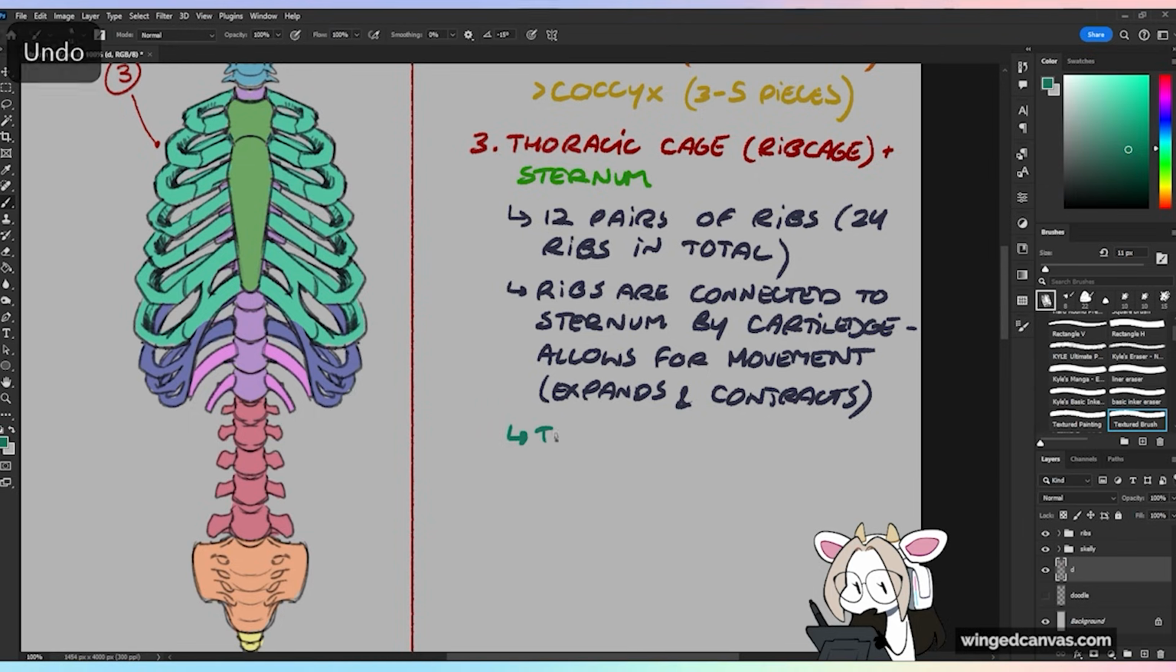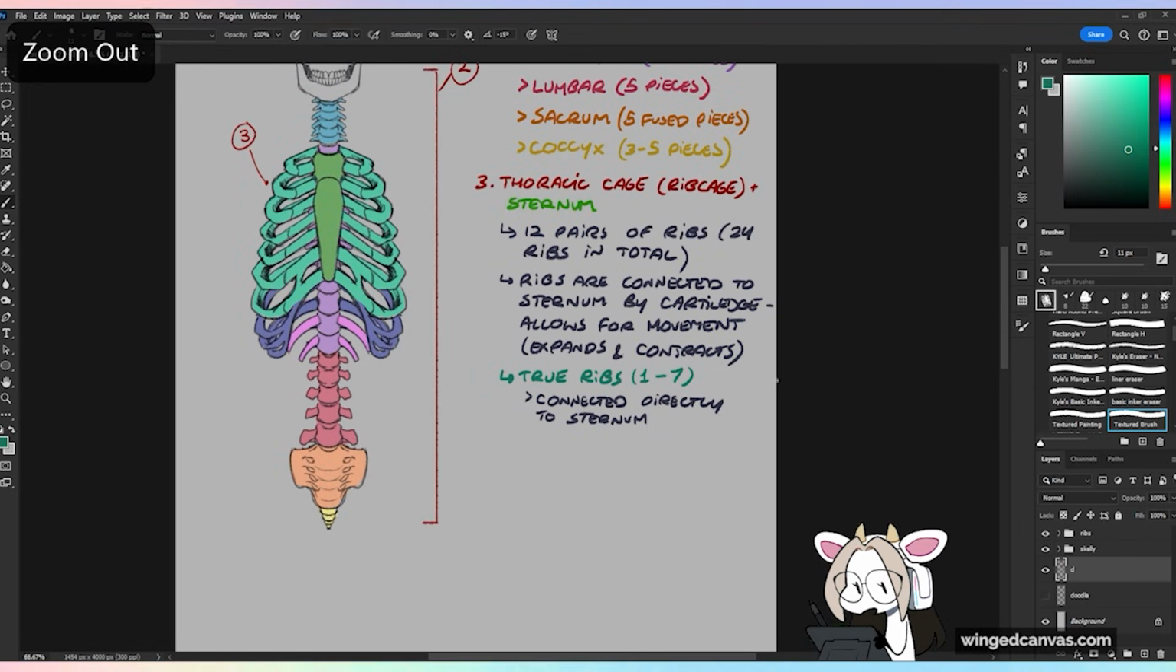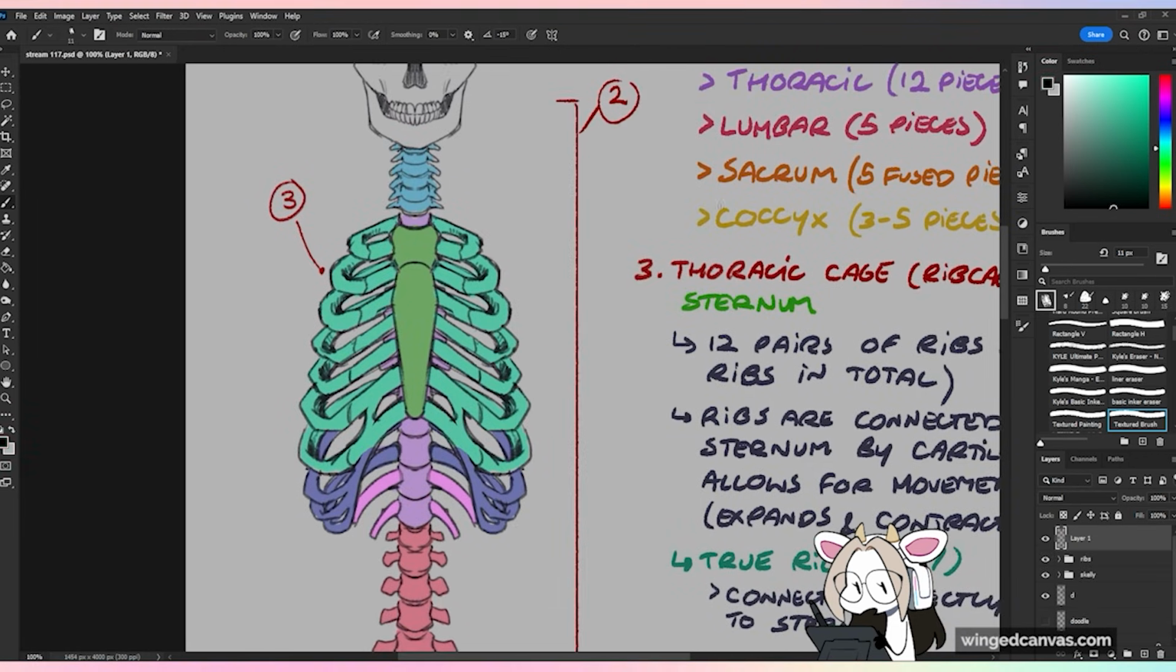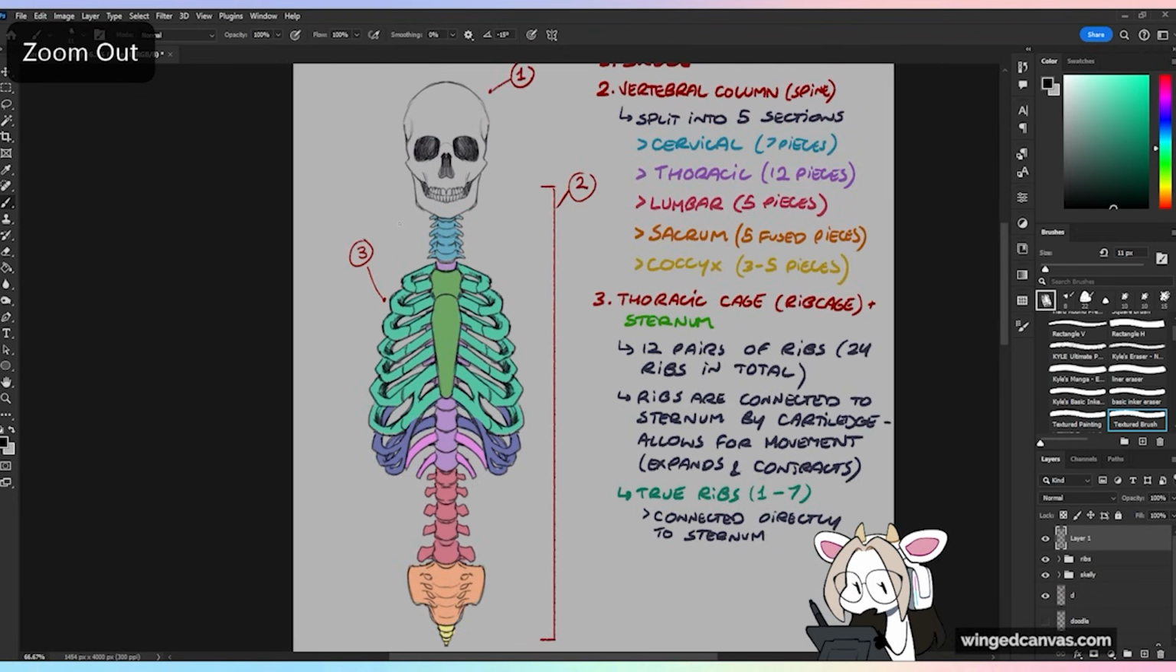The first type of ribs are our true ribs. Our true ribs, rib pairs 1 through 7, are directly connected to the sternum. You can see right here, they're directly connected to the sternum itself. So these are our true ribs, the ones that are properly on there.